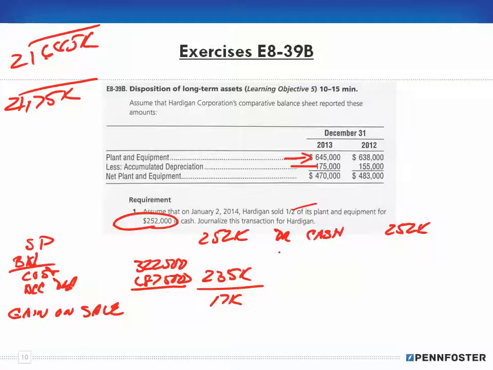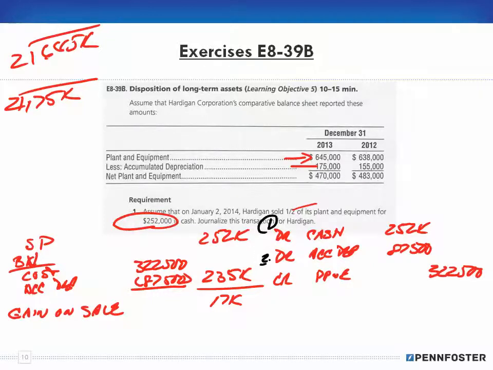Now, what am I giving up? Well, I'm giving up half of my plant and equipment and half of my accumulated depreciation. In other words, I have to reverse entries for my general ledger accounts. So if my cost is 322,000, that's a debit, so I'm going to credit my property, plant, and equipment for 322,500, and I have to reverse my accumulated depreciation. The normal balance of accumulated depreciation is a credit balance, so I'm going to debit my accumulated depreciation for 87,500.